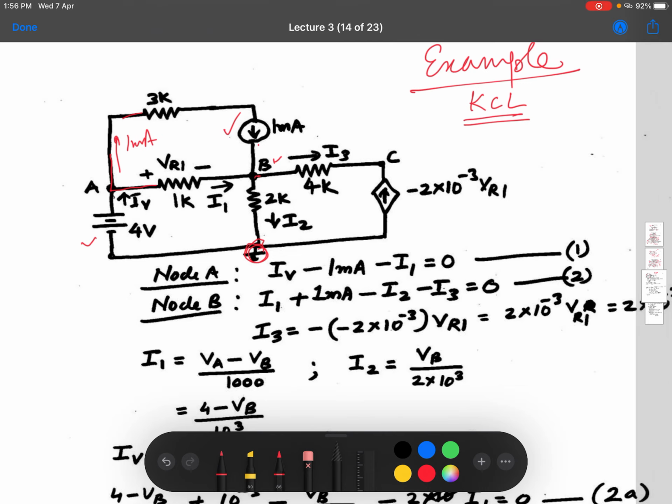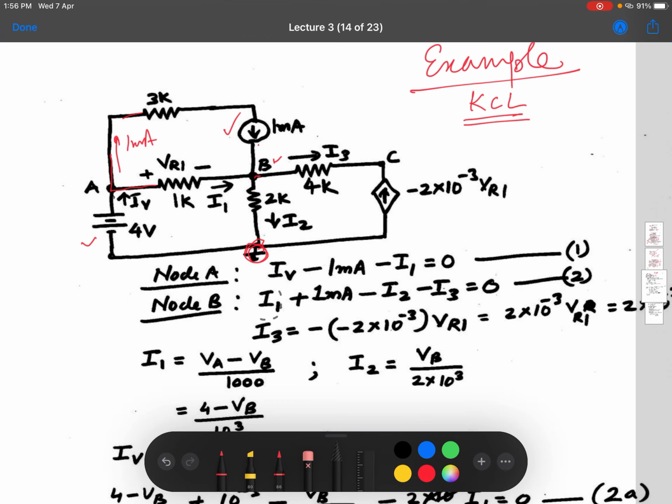So let us now write the equation for node A. IV is coming into it, so it is with a positive sign. Then 1 milliampere is going out of it, so minus 1 milliampere. And then I1 is going out of that node, so it comes with a negative sign. So equation 1 is complete for node A.